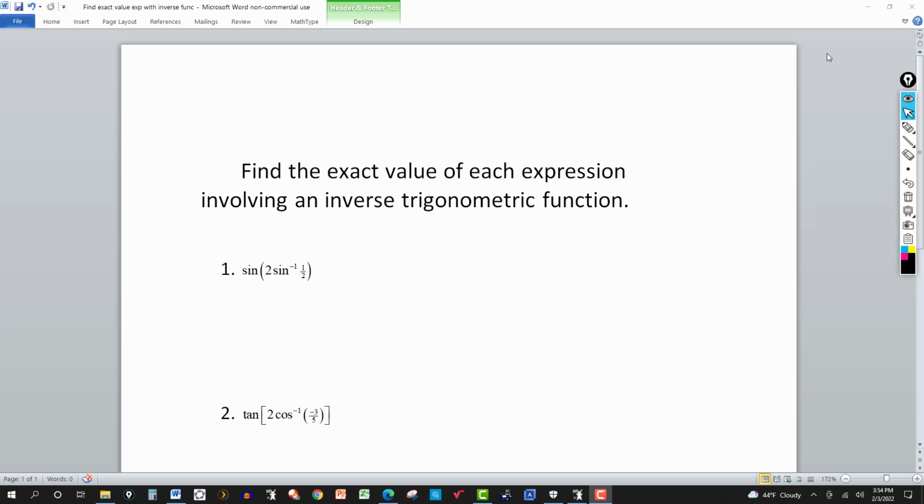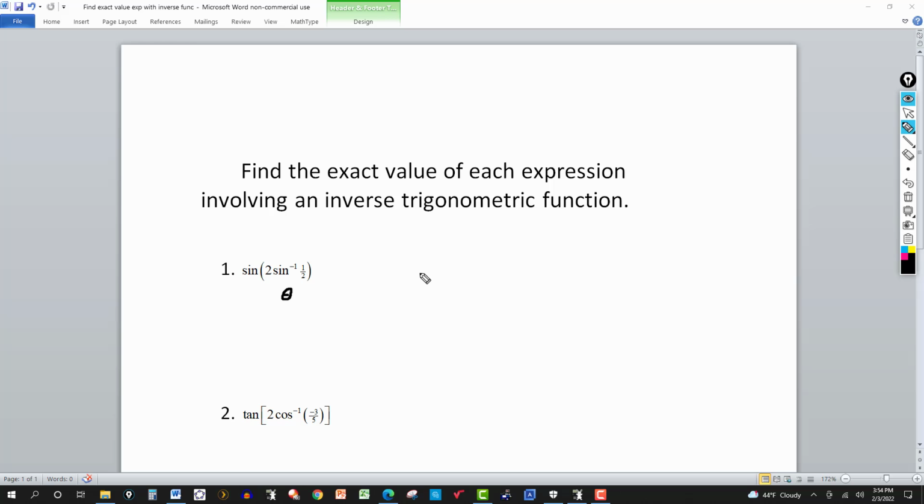In this video, we want to find the exact value of a trig expression that involves an inverse trig function. So we look at the first one. Number one, we want to find the sine of 2 times sine inverse of 1/2. One way we can do this: the sine inverse of 1/2 actually means an angle whose sine is 1/2. So if I call this inverse expression theta, this would be then sine of 2 theta.